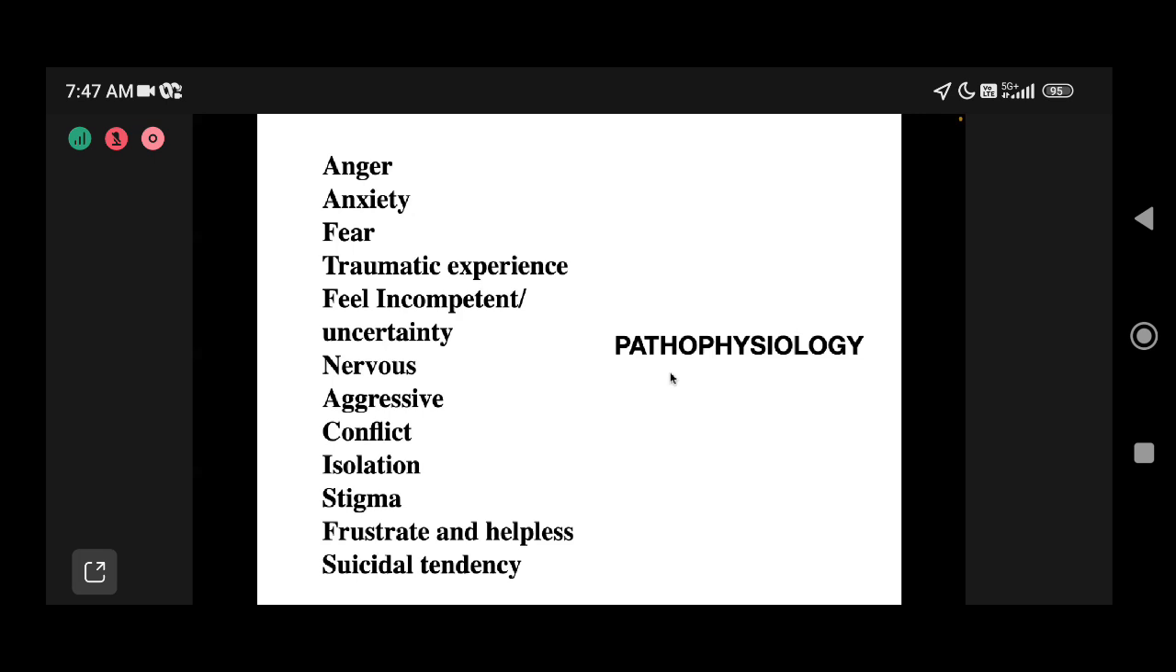But there are a lot of background effects which happen to male or female patients. They are mainly pathophysiological changes which happen to the individual whenever we say that a stoma has to be done, especially a permanent stoma. Among them, the major things are anger, anxiety, fear, traumatic experience, fecal incontinence, uncertainty, nervousness, aggressive behavior, conflict, isolation, stigma, frustration and helplessness, and suicidal tendency.